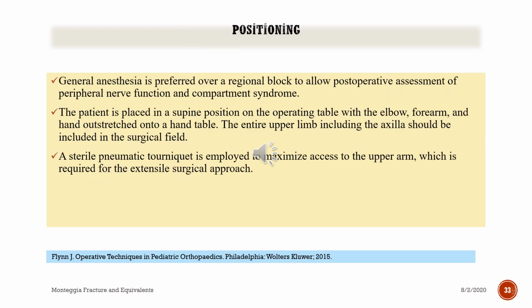General anesthesia is preferred over a regional block to allow postoperative assessment of peripheral nerve function and compartment syndrome.